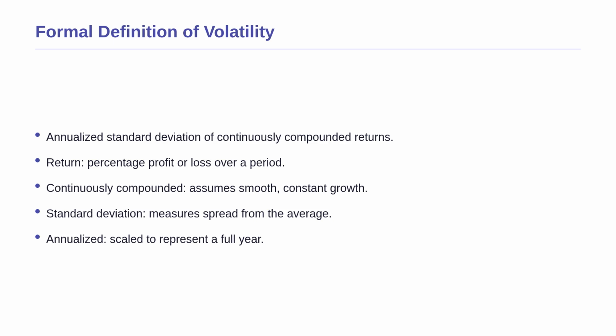So, how do we measure this mathematically? In mathematical finance, volatility is formally defined as the annualized standard deviation of the continuously compounded returns of an asset. Let us break that down. A return is simply your percentage profit or loss. Continuously compounded means we assume growth happens smoothly at every fraction of a second, which we calculate using logarithms. Standard deviation measures how far these returns spread out from their average. Finally, we annualize it, scaling the measurement to a full year so we can easily compare different assets.